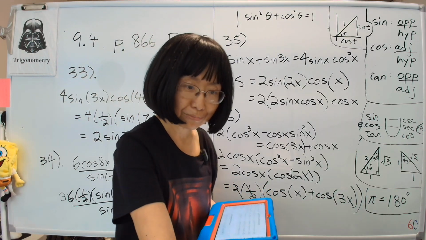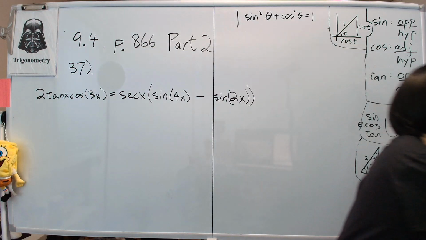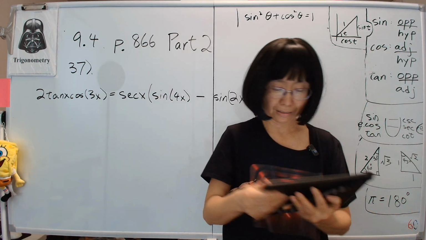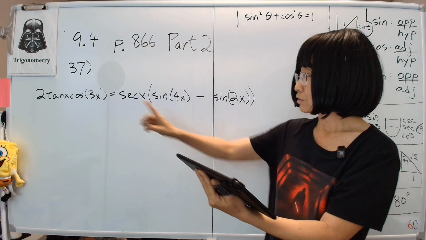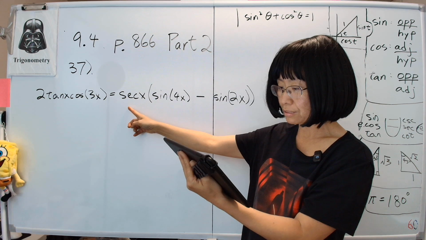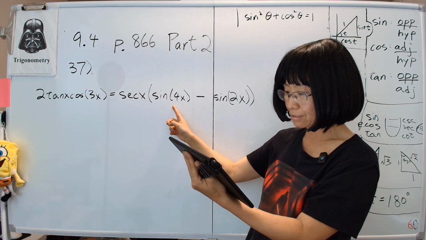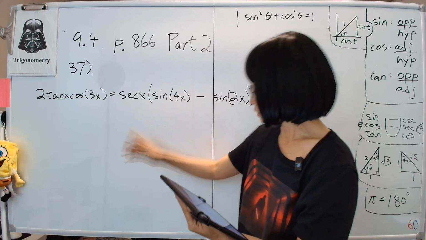Next, after I clean the board. So next, let's consider problem 37, which is, I was holding the wrong tablet. 37 says 2 tangent x cosine 3x equal to secant x times sine of 4x minus sine of 2x. So we need to show that this is true.